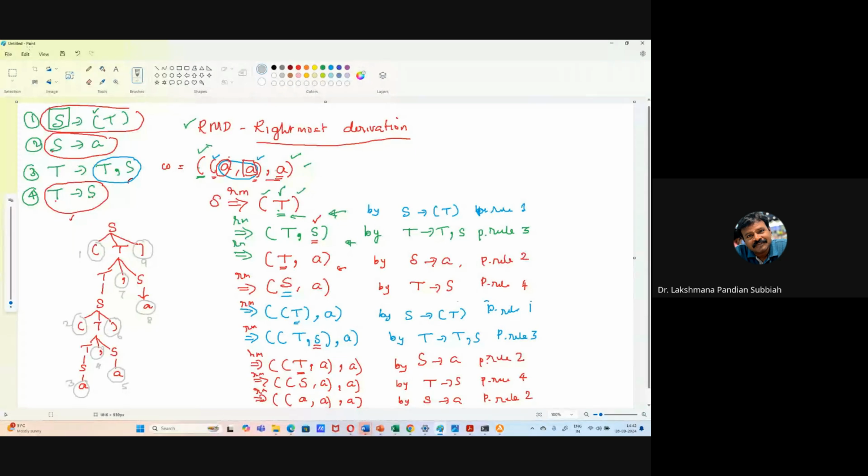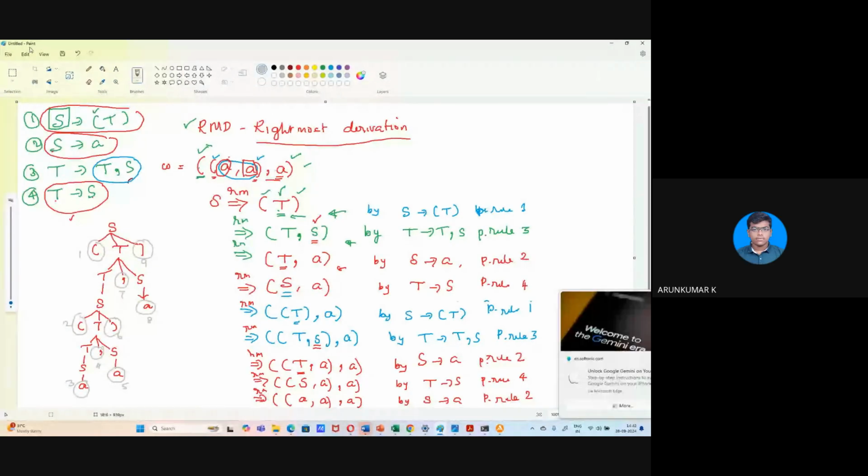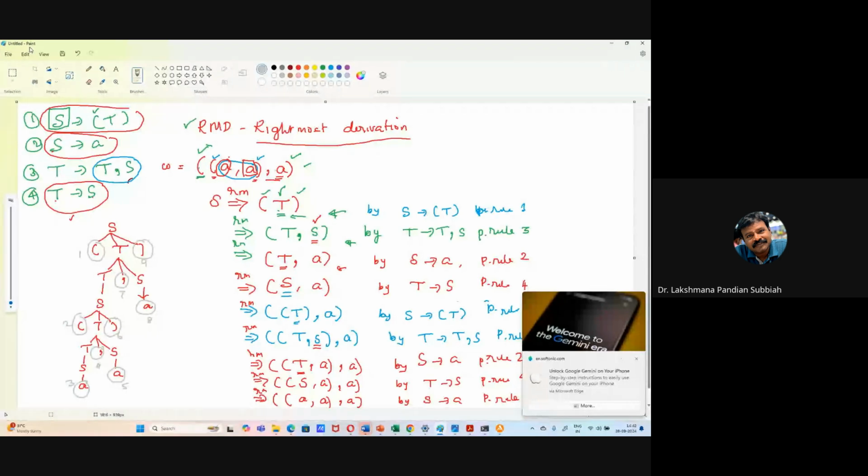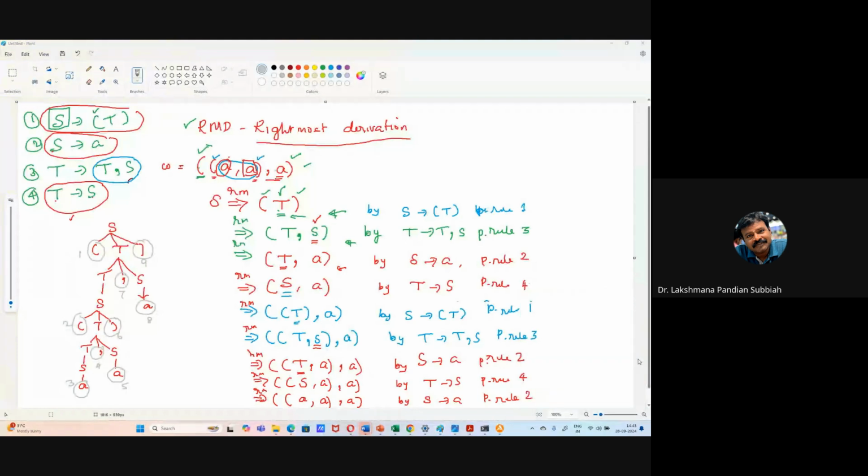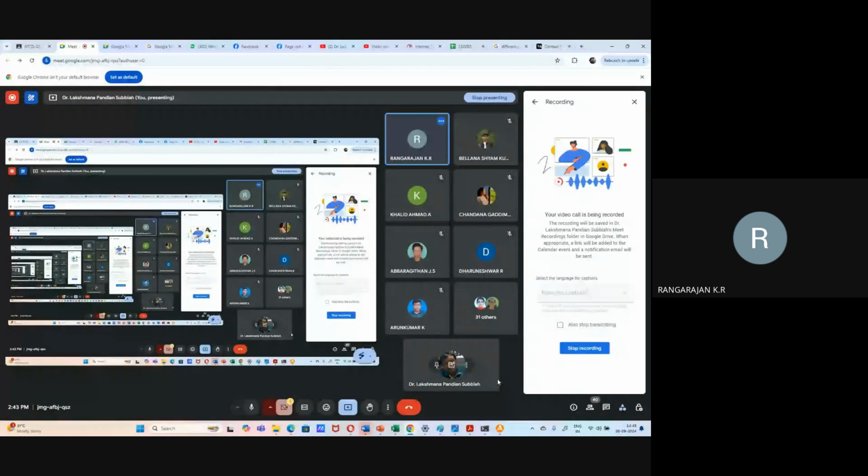Clear? Arun Kumar? Yes, sir. Clear, sir. Anybody else? You want to repeat that one? Rangarajan, right? Your name is Rangarajan. Yeah, sir. Yeah, I got it, sir. The explanation speed is okay now. Anybody having doubts?